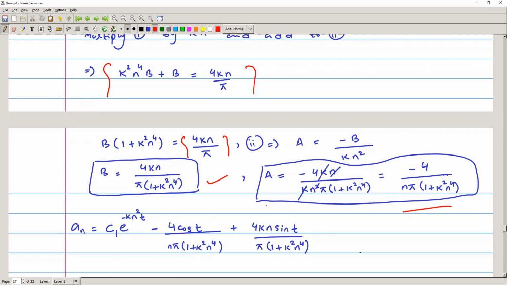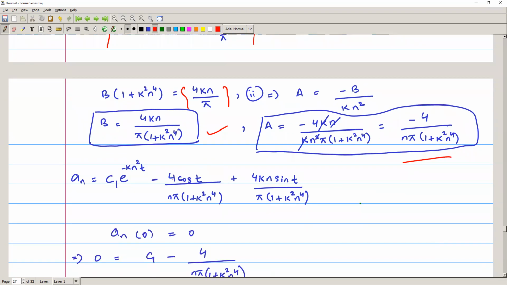Then we will put these values in the particular solution. Here we can see that this is negative 4, because here it was a cosine t, so it's negative 4 over n pi times this term times cosine t, and plus b sine t, therefore 4k n over pi times 1 plus k squared 4.